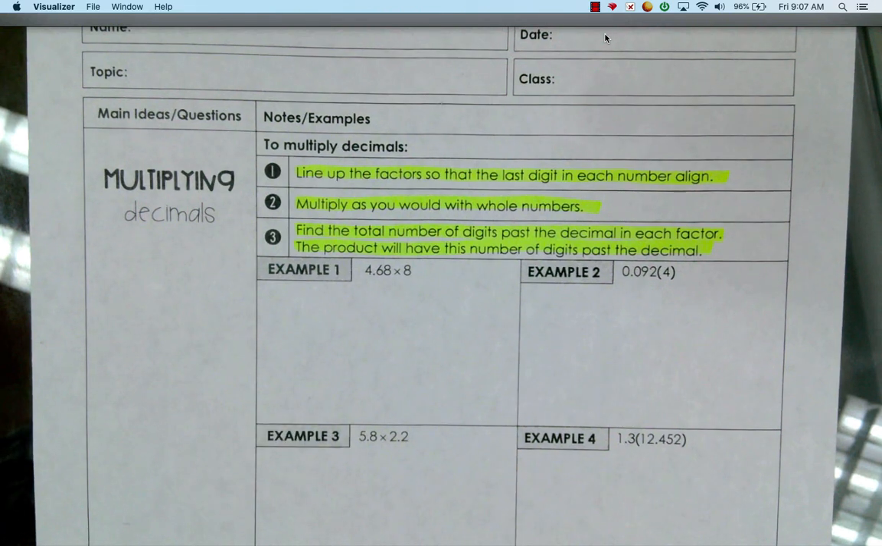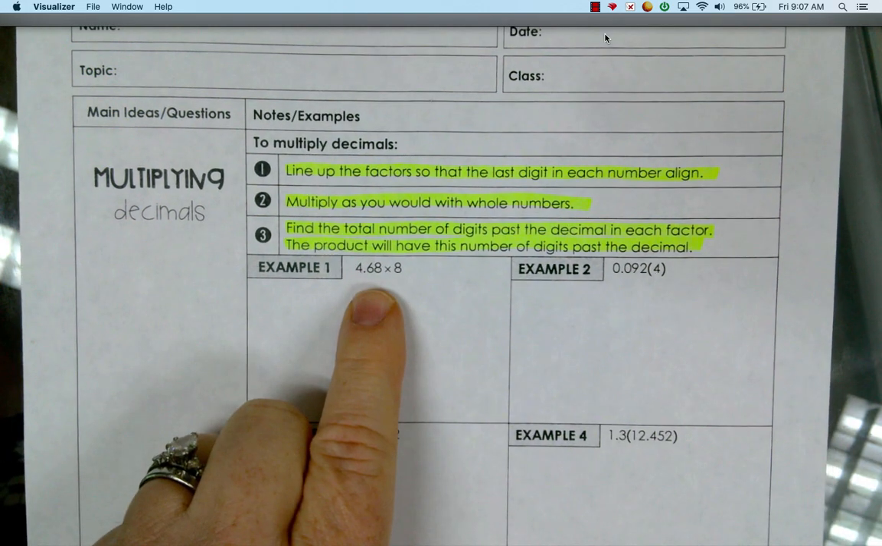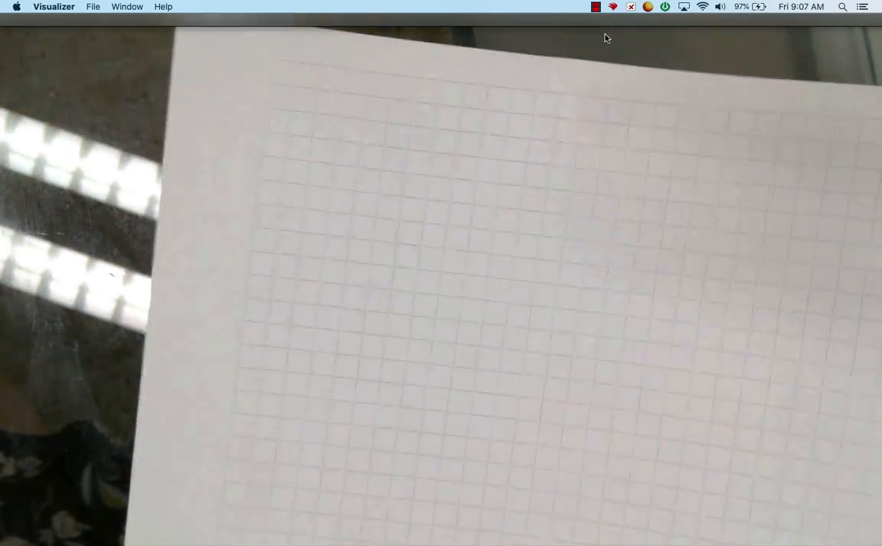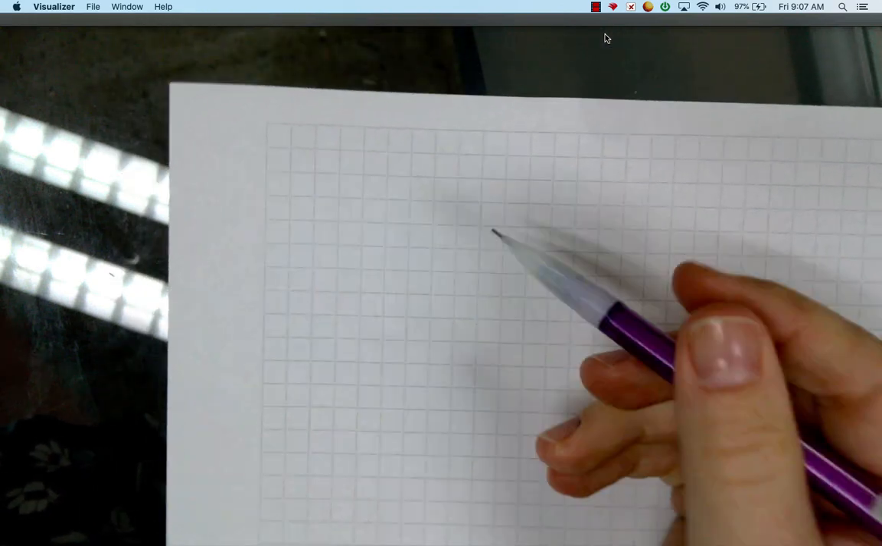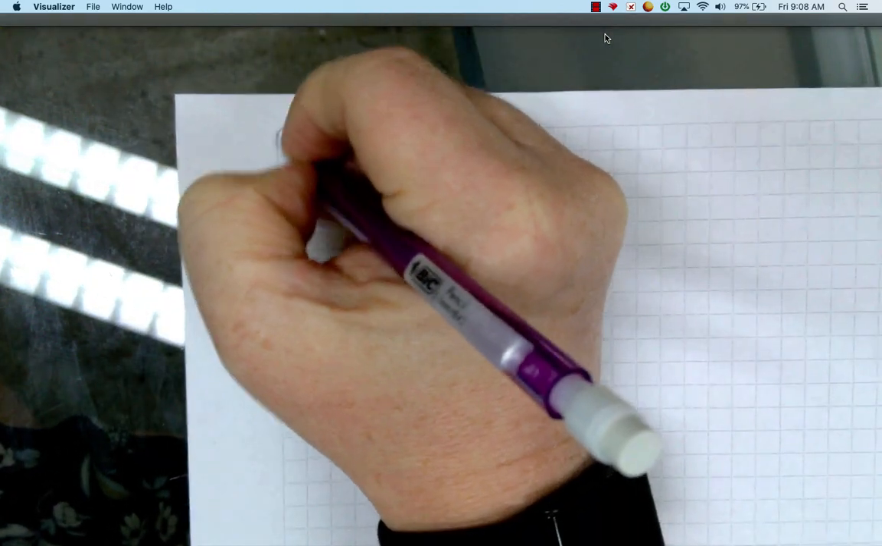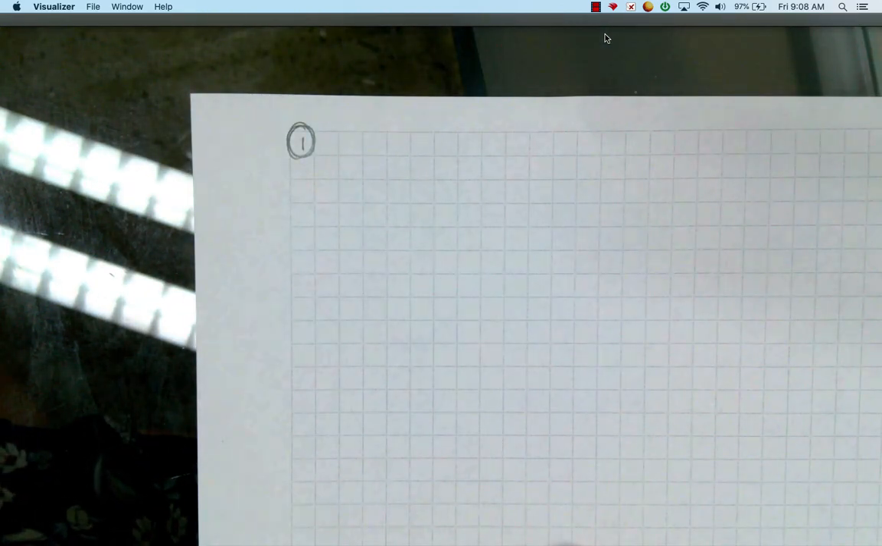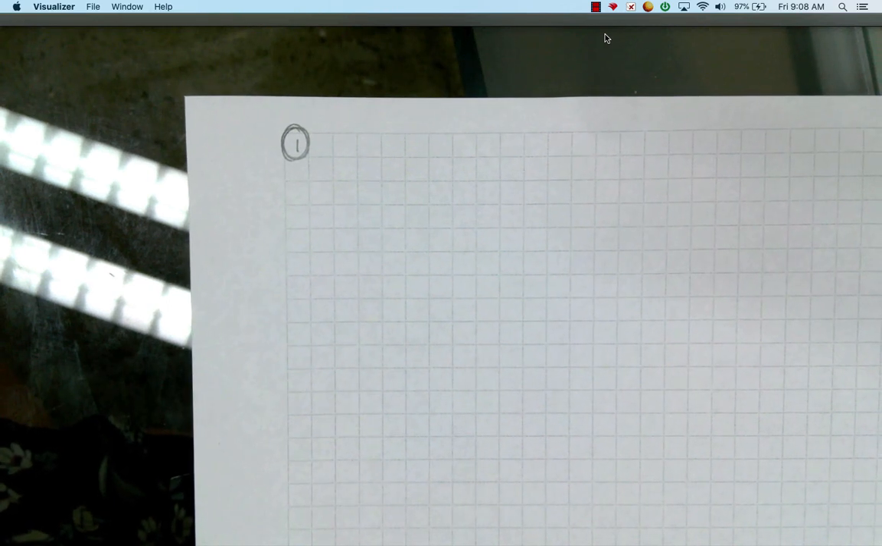Example 1. So on our grid paper, example 1 is 4 and 68 hundredths times 8, okay? So here's what we're going to do. I'm going to number it, okay? Number 1, circle that. All right, so our notes over here are saying to line up the factors so that the last digit is in each number aligned.